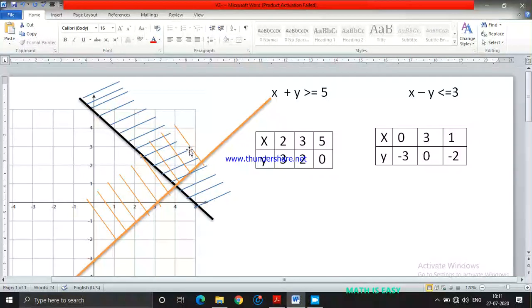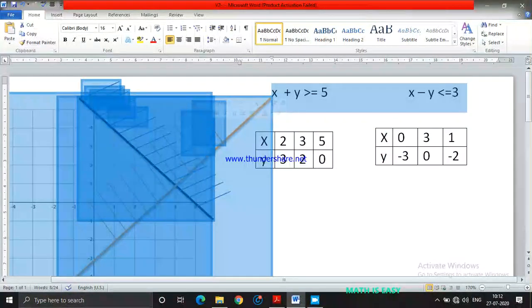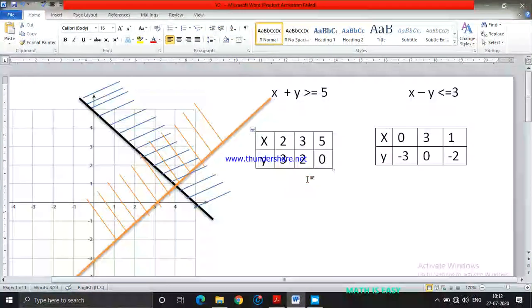When you go this way, what you can see is the common area where both the lines are intersecting. That will be the region which satisfies our required solution. You can see that below this line, there are blue lines alone, and below the black line, these orange lines are alone.